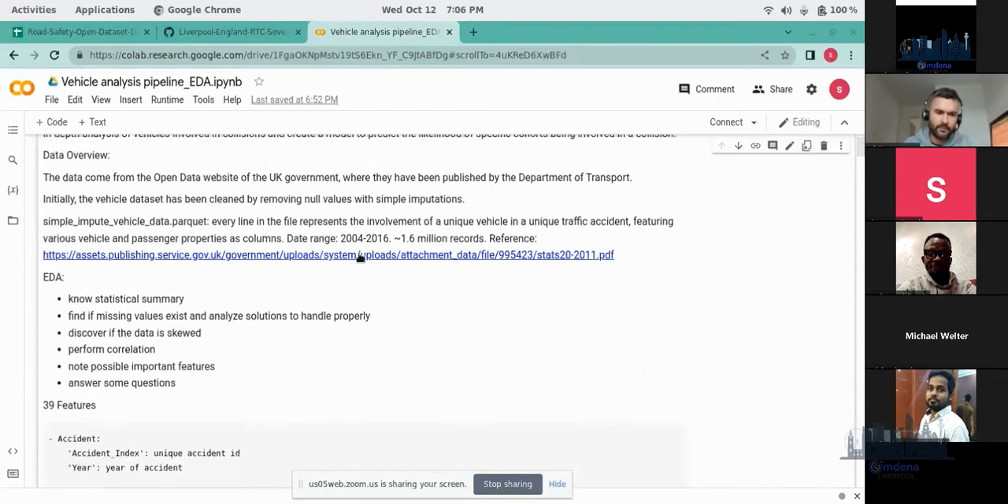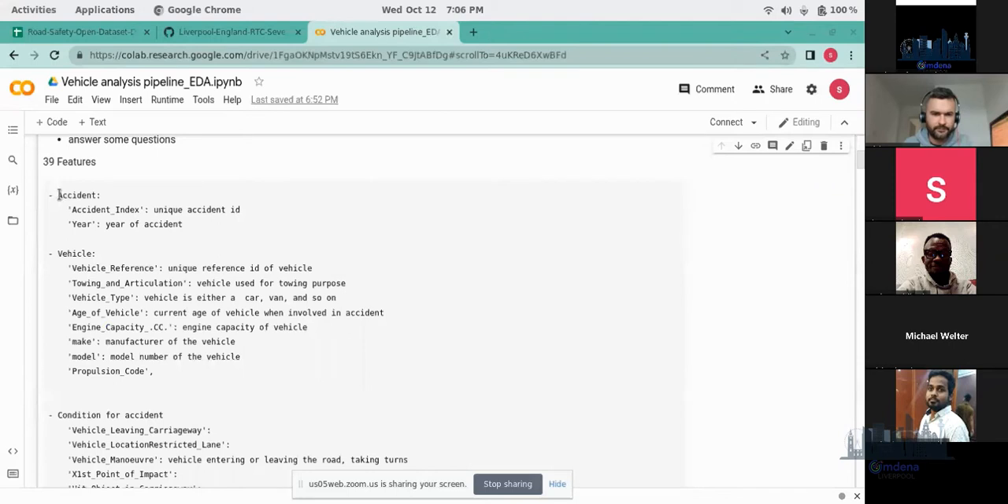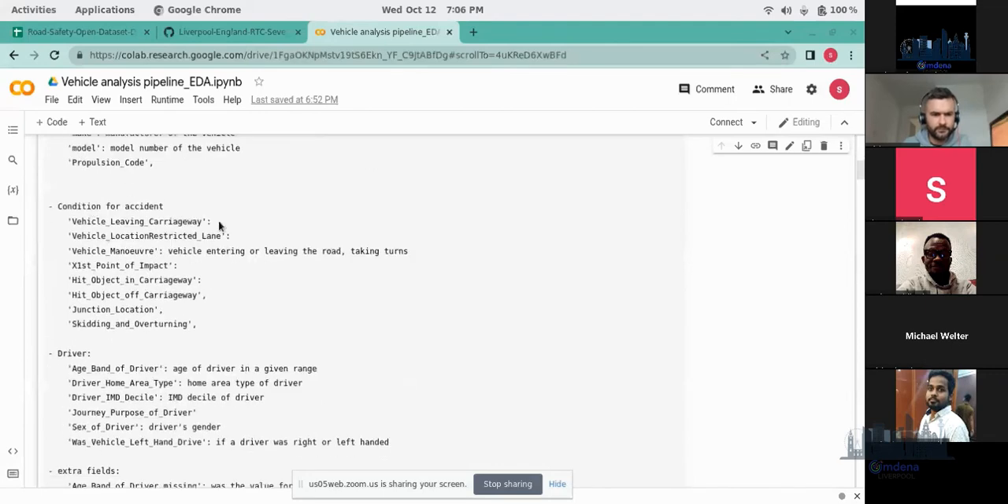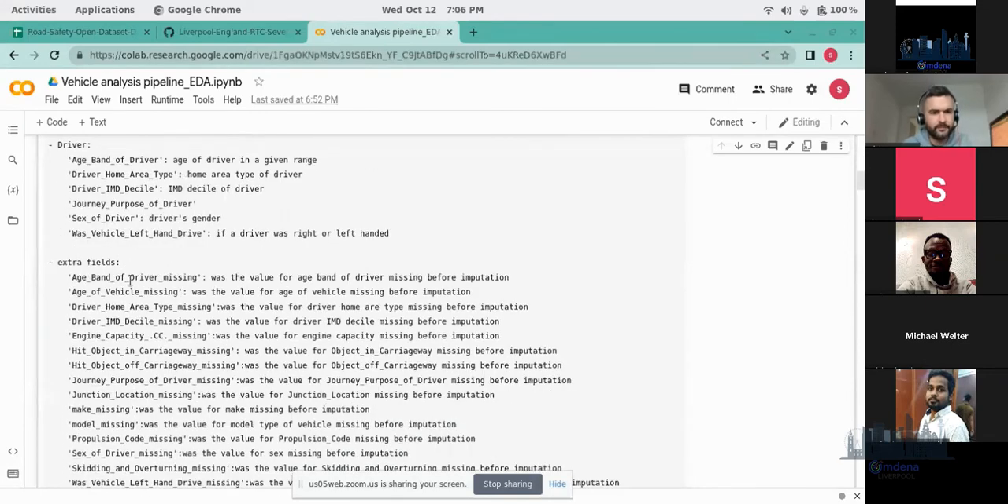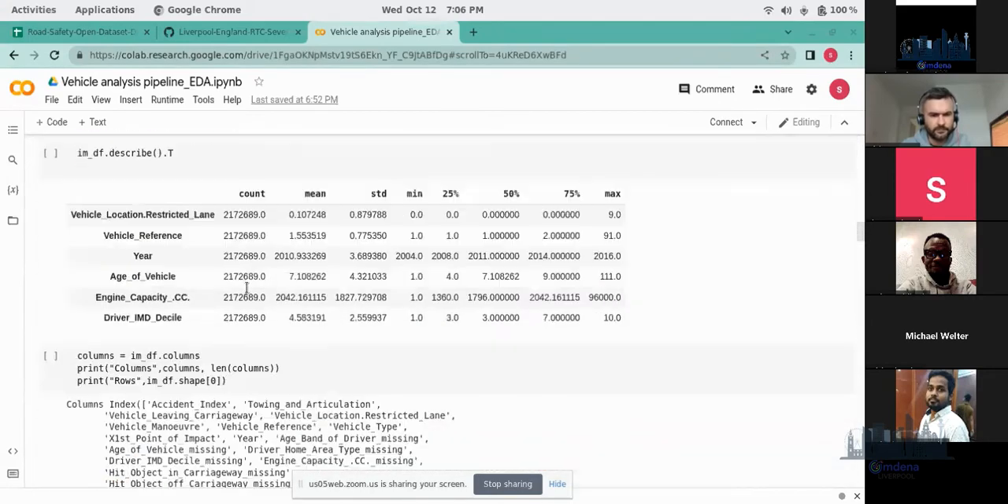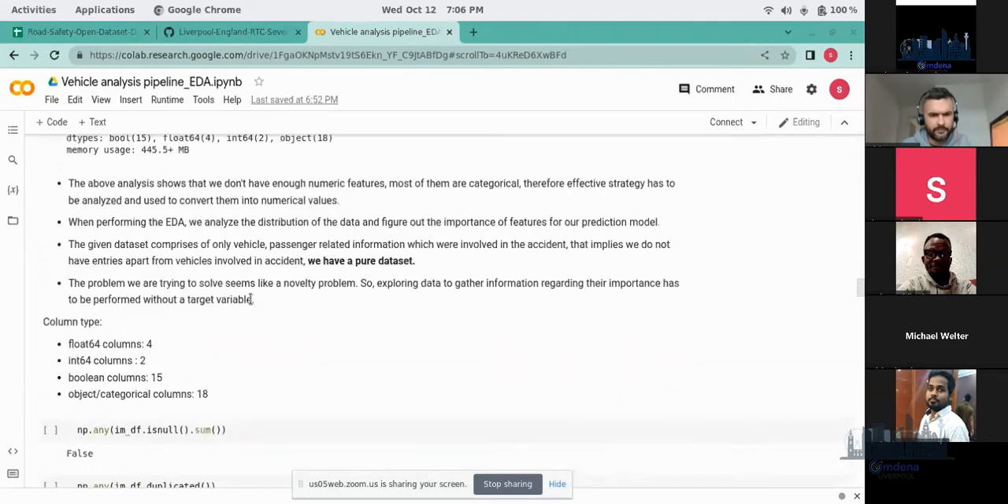As we were doing the analysis, we found that there is some data related to the accident, some vehicle related data, some conditions for the accident and some data related to the driver, and some fields that were named as missing. I guess these fields point out whether the corresponding fields had null values or not. From the above analysis, we could see that most of them are categorical. And we have a pure data set of only vehicles involved in an accident. So we don't have any vehicles that were not involved. So the main problem is how we're going to test it.